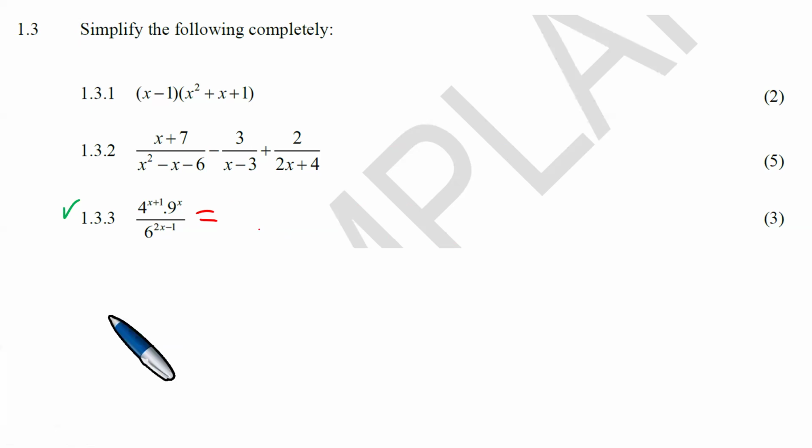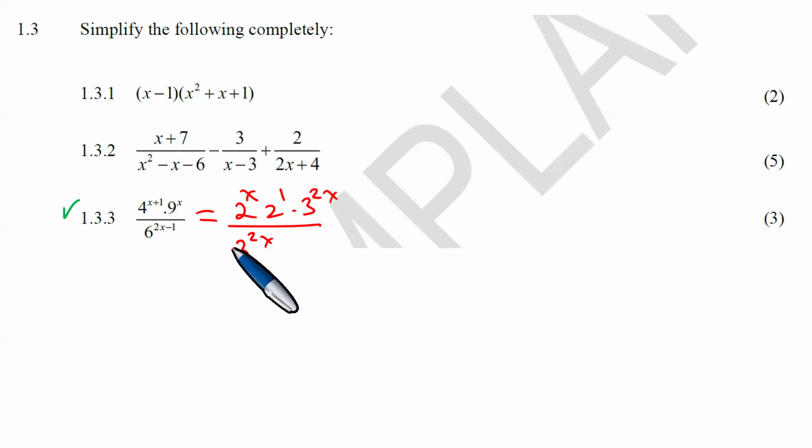So, we write 2, right? 2 to the power of what? Please come again. I need to be sure I do well. 2 to the power of x, times 2 to the power of 1, times 3 to the power of 2x, all over 3 to the power of 2x, times 3 to the power of -1. Okay, this is all okay.